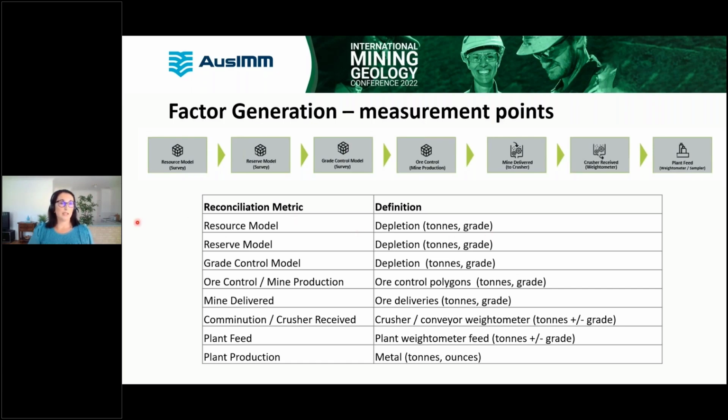So here I've just got a list of some basic measurement points that you might find on your mine: a resource model, a reserve model, a grade control model. You may have other models, that's fine. Ore control or your mine production, so what's actually coming out of the pit or the underground, the mine delivered. So according to haulage, what did they deliver to the crusher? The crusher received, the crusher weightometer, and then feed, what's going into the mill or the plant, and the plant production, what is that final metal being produced from your plant.